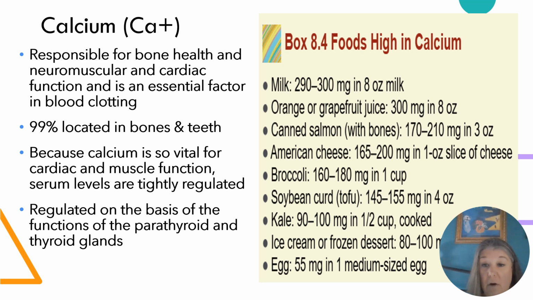And when we're talking bones and teeth, we always want to look at our calcium level, see where that's at. Because calcium is so vital for cardiac and muscle function, serum levels are tightly regulated by the body, with regulation on the basis of function of the parathyroid and thyroid. So your parathyroid is responsible for releasing or not releasing calcium into the body. So calcium is positively charged, right? Calcium really works on our muscles to keep our muscles working.